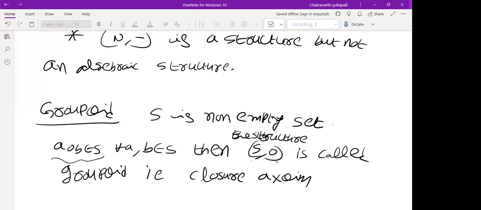For example, N comma minus is not a groupoid. It is a structure, but it is not a groupoid because N is not closed with respect to minus. So a groupoid is where the closure axiom is satisfied; here the set is not closed with respect to the operation.